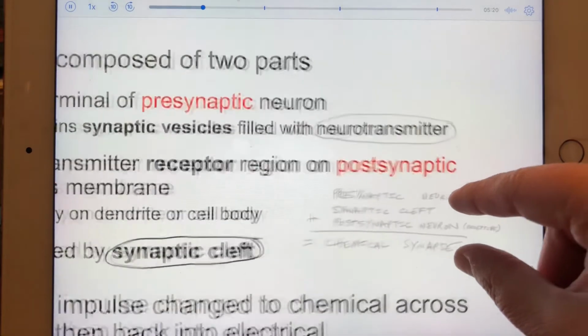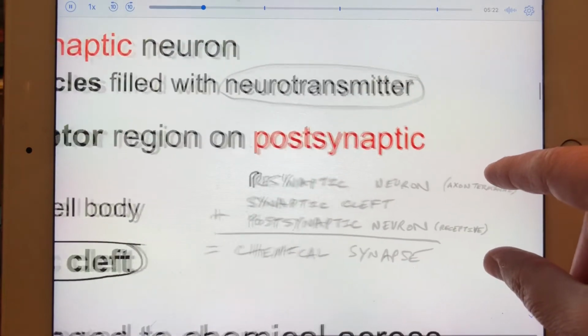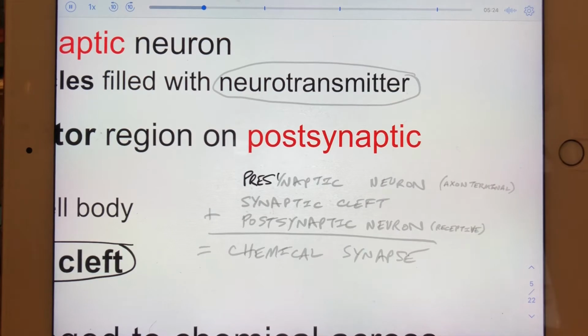Maybe don't use cruddy handwriting. Okay, maybe I still will use cruddy handwriting. Maybe there's no way around that.